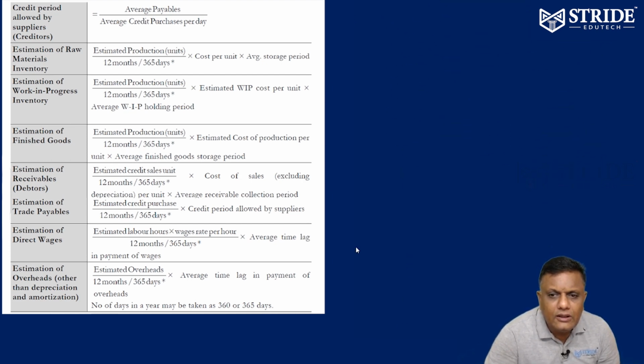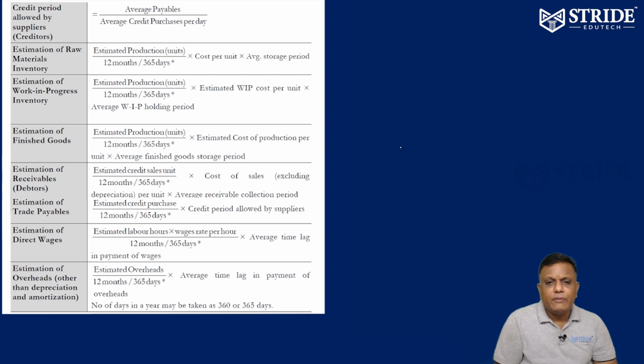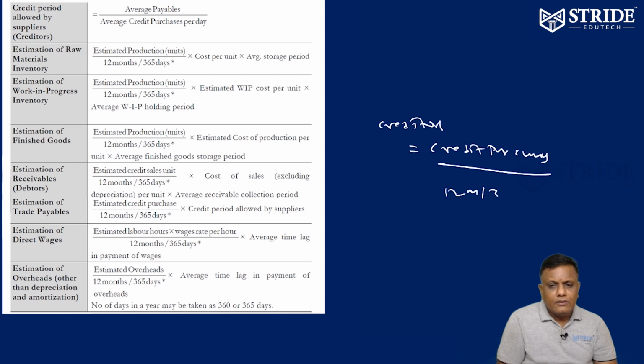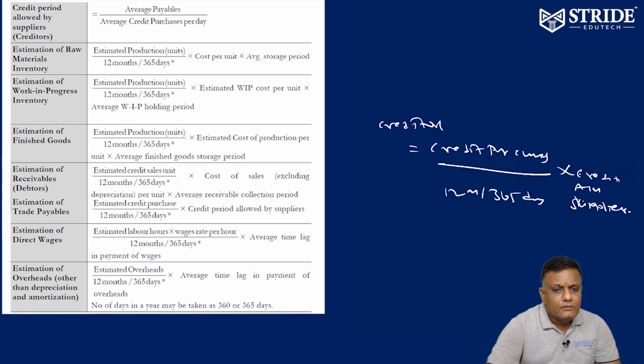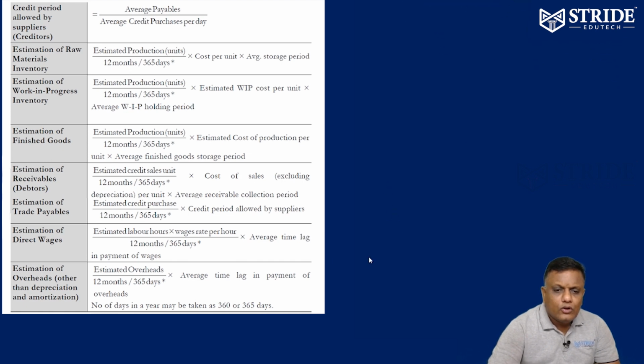Similarly, creditor period. Estimation of creditors is equivalent to estimated credit purchases by 12 months or 365 days, into credit allowed by the supplier. Estimated credit purchases in terms of rupees.